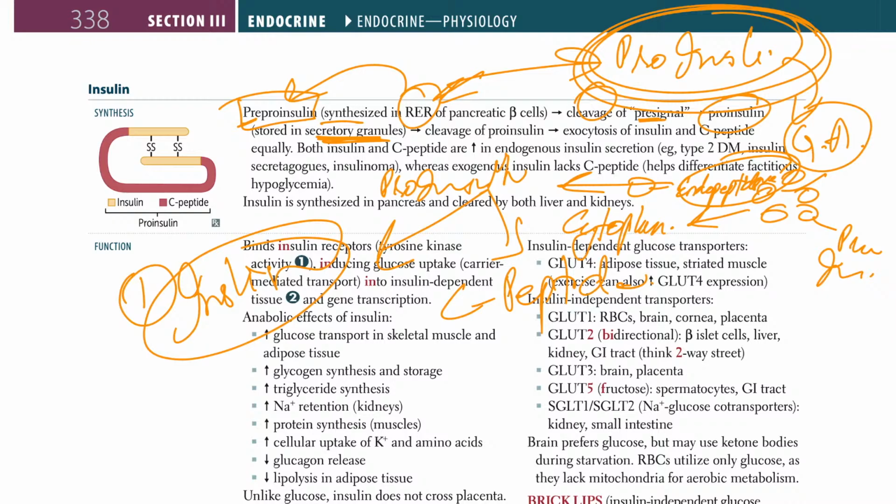If you read from here in First Aid, both insulin and C-peptide are increased in endogenous insulin secretion, for example, type 2 diabetes and insulin secretagogues or insulinoma, whereas exogenous insulin lacks C-peptide. And I'll talk about what they were trying to say here.